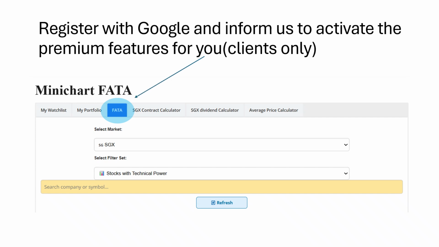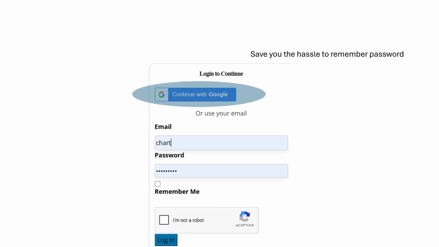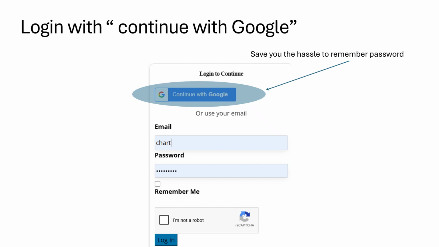First, register with Google and inform us to activate the premium features for you. This is for clients only. You can log in or register with Continue with Google. It will save you the hassle to remember password.